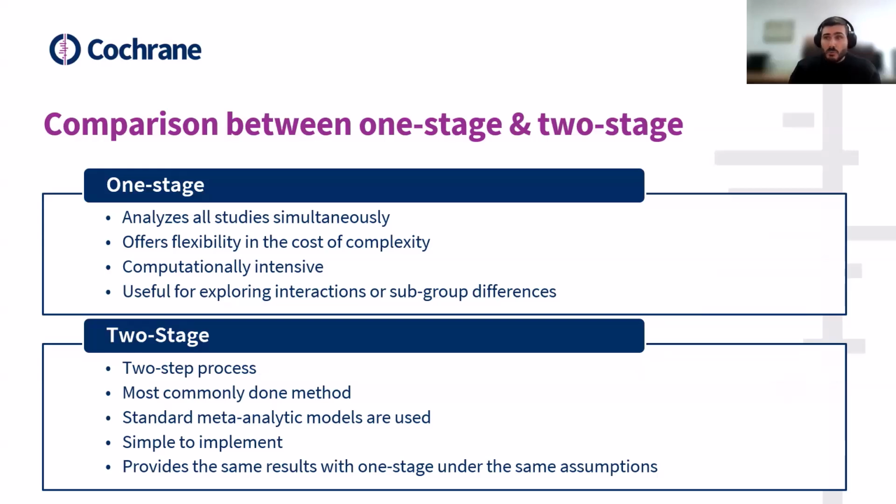On the other hand, the two-stage approach is a two-step process and is currently the most commonly used method in IPD meta-analysis. It uses standard meta-analytic techniques, and it is simple to implement and also to interpret. As we saw in the example, it will generally provide the same results as the one-stage approach under the same assumptions. In practice, this means that the choice between one-stage and two-stage is often driven less by which is the better approach and more by what is needed for the analysis. So the two-stage approach can be used as a pragmatic default option, and the one-stage approach when additional flexibility or more complex modeling is required.